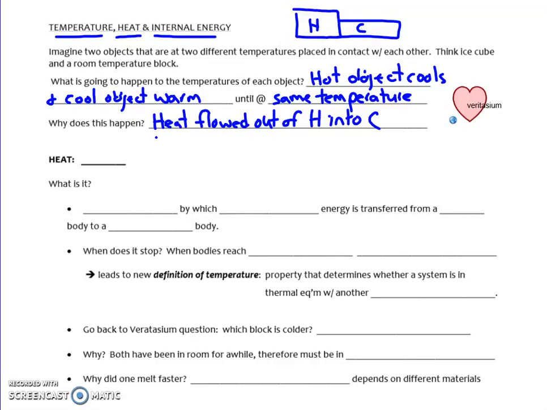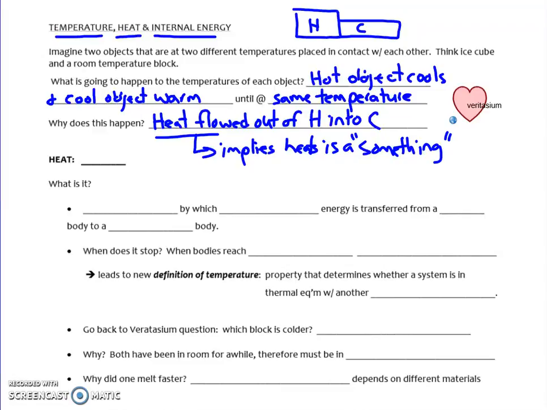Okay, heat flowed implies heat is a something. It's a material. Okay, a substance, if you will. It's substantial. It literally flowed from one body to another. And that's what we used to think way back in the day until Count Rumford did some very clever experiments in the 1700s. Okay, so what exactly is heat?